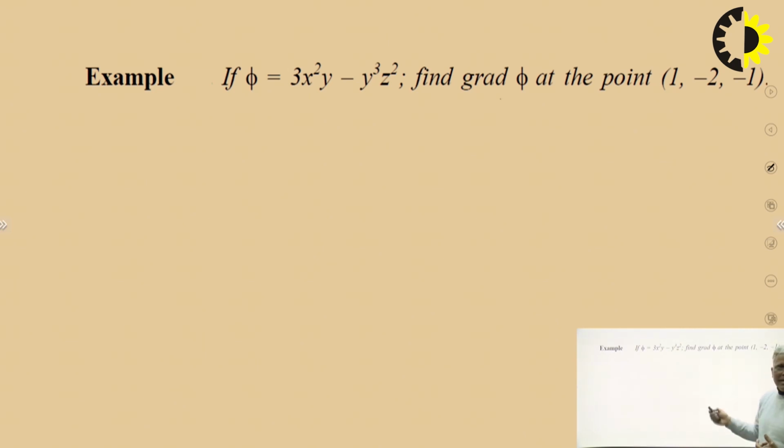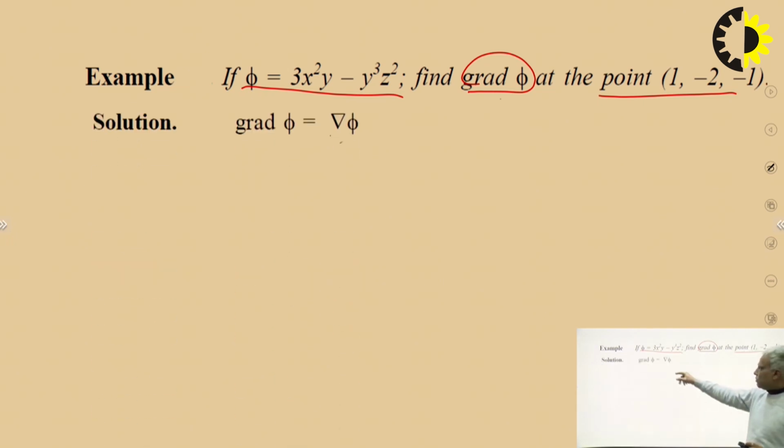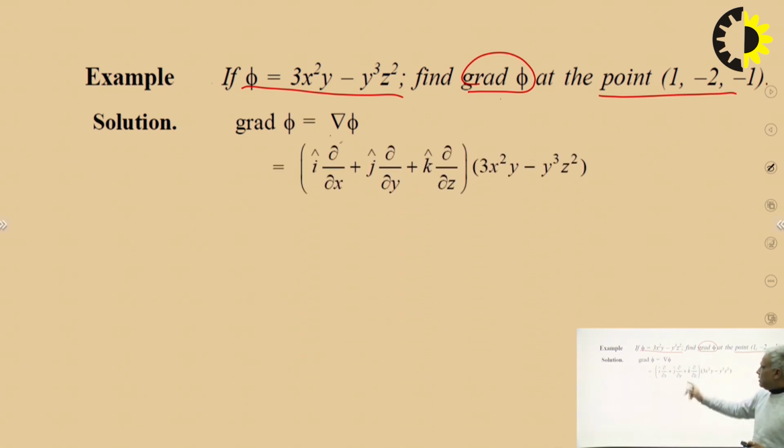How to calculate? I elaborate it. Suppose phi is a scalar point function. I want to calculate grad phi. Grad phi means the unit normal to this surface phi at the point (1, -2, -1). So I solve this by first of all calculating gradient phi, which is equal to del phi, and then the gradient of phi is this.